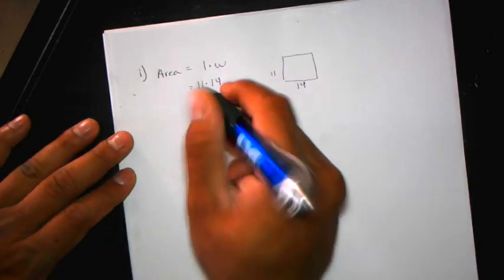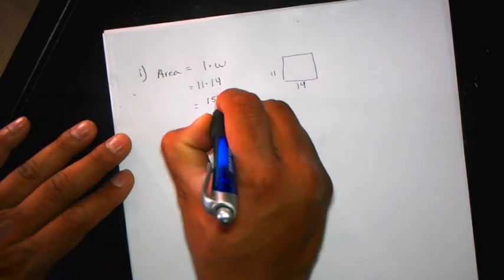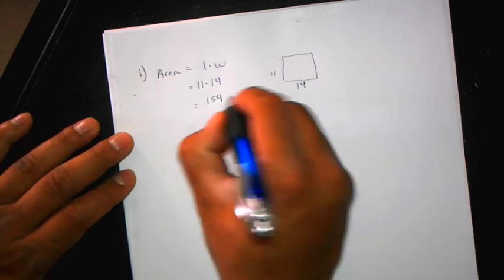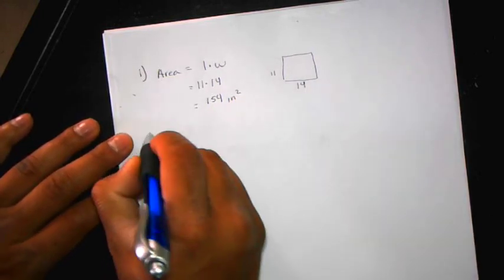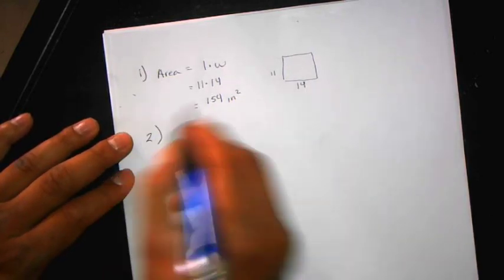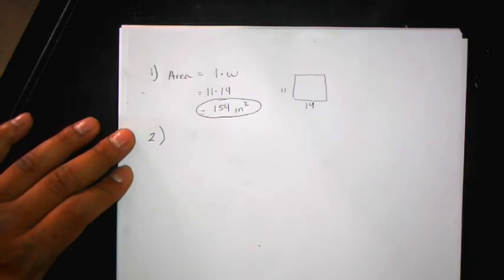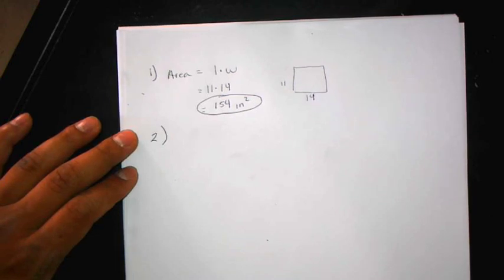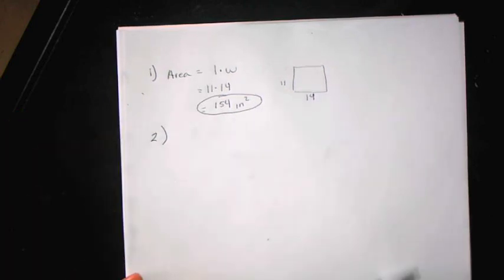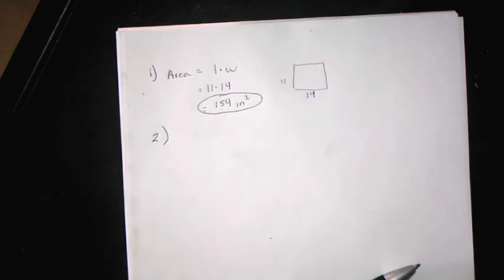And that would be 154 inches squared. And that would be your answer for number 1. So go ahead and highlight it, circle it, so that you know that is your answer. Now, moving on to problem number 2.